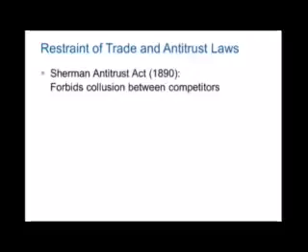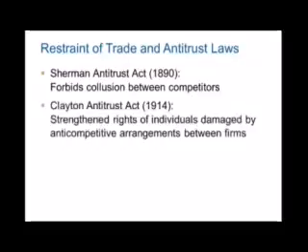And so consumers were benefiting. So here are some things. The Sherman antitrust law of 1890 did forbid collusion between competitors. So because of that, Coke and Pepsi can't get together and fix prices. Then came the Clayton antitrust laws, which basically strengthened the rights of individuals damaged by anti-competitive arrangements between firms. So if firms are found guilty, then the Clayton Antitrust Act takes actions against those firms.